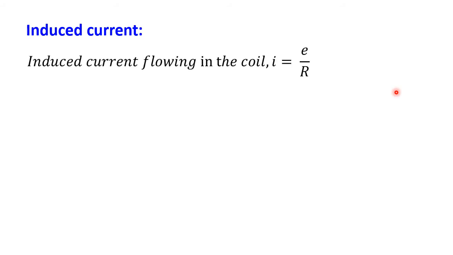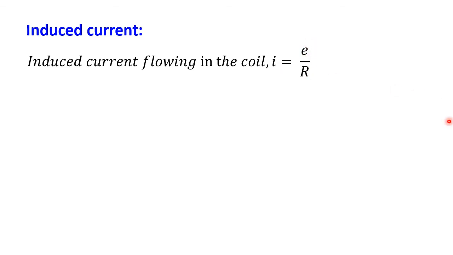Induced current. According to Ohm's law, V equals IR. Just now we analyzed the EMF, which is nothing but voltage. So according to Ohm's law, V equals IR, that we can write I equals voltage by resistance. So induced current flowing in the coil, according to Ohm's law, current equals voltage by resistance, nothing but E by R.